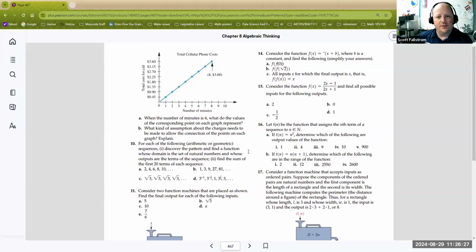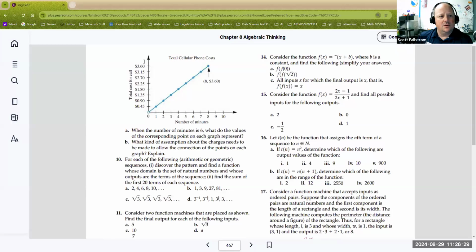Hello, students. Had a question come through about question number 15 in 8.3. So if you take a look at this one, it's talking about a function. Now, this type of function is often called a rational function because it's a ratio, if you can picture that.